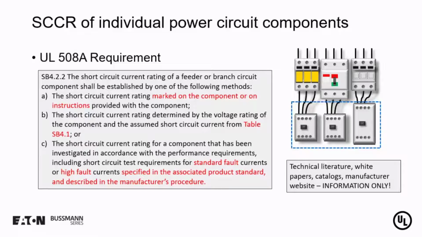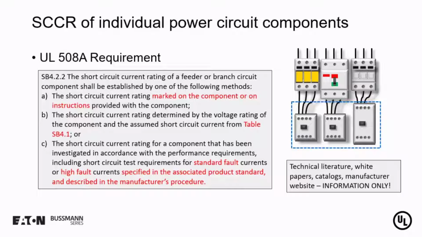You can see on this slide we've highlighted a very important requirement in UL 508 Supplement SB, specifically SB 4.2.2, where it speaks of the short circuit current rating of a feeder or branch circuit shall be established by one of the following methods. So this is how we actually determine the short circuit current rating of a branch or feeder.